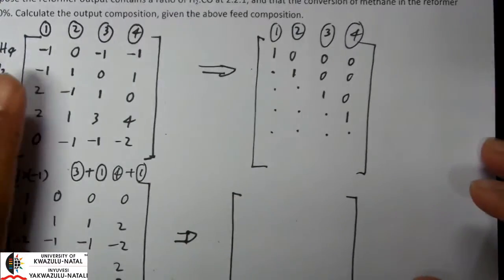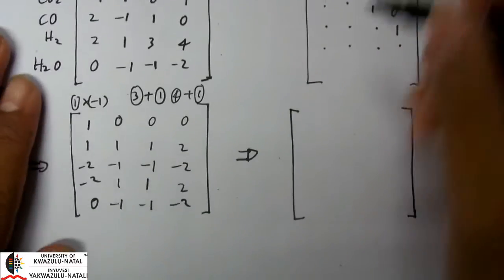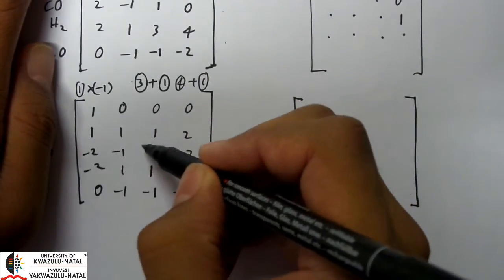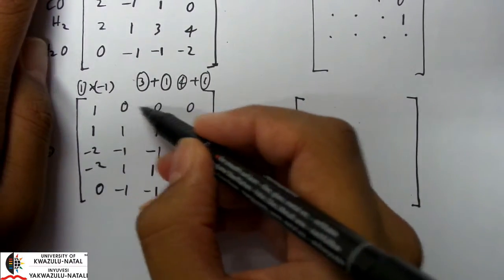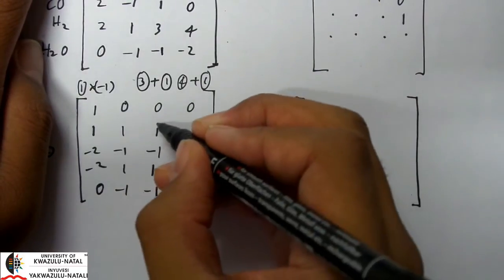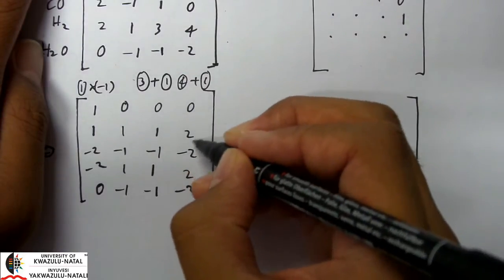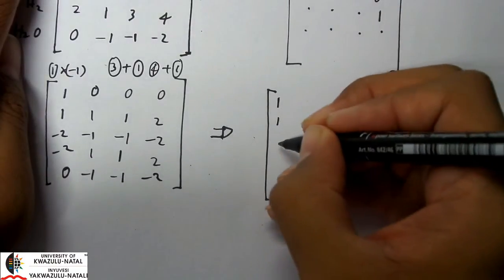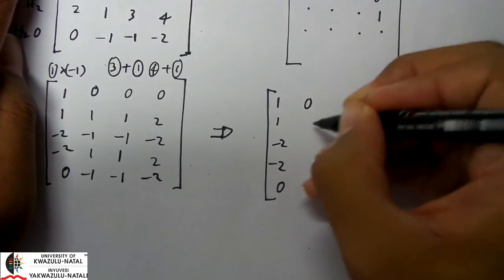Okay, remember that I still want to aim for this form here. Currently I have a 1 here in this position and a 1 here, and I have my zeros, so that's looking fine. However, I need this 1 here to become a 0, and I need this 2 here to become a 0. So I'm going to leave these columns unchanged. Okay, column 1 and column 2.